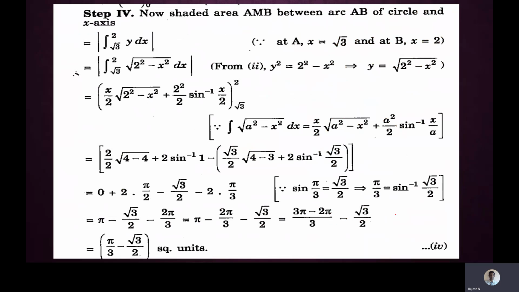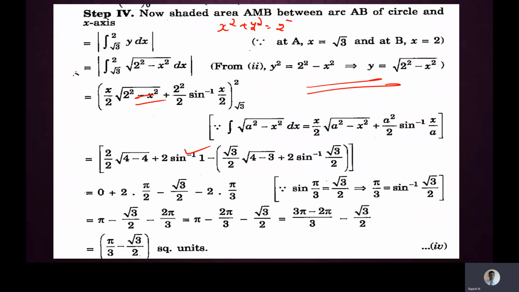Now the second portion, the integral from root 3 to 2 of y dx. That is a circle, so y equals root of 2 squared minus x squared, since our circle is x squared plus y squared equals 2 squared. Using the formula, this is x by 2 into root of 2 squared minus x squared plus 2 squared by 2 into sine inverse of x by 2, from root 3 to 2. Applying the upper limit, 2 squared minus 2 squared is 0, leaving 2 squared by 2 into sine inverse 1. For the lower limit, root 3 by 2 into root of 4 minus 3, which is 1, so root 3 by 2.